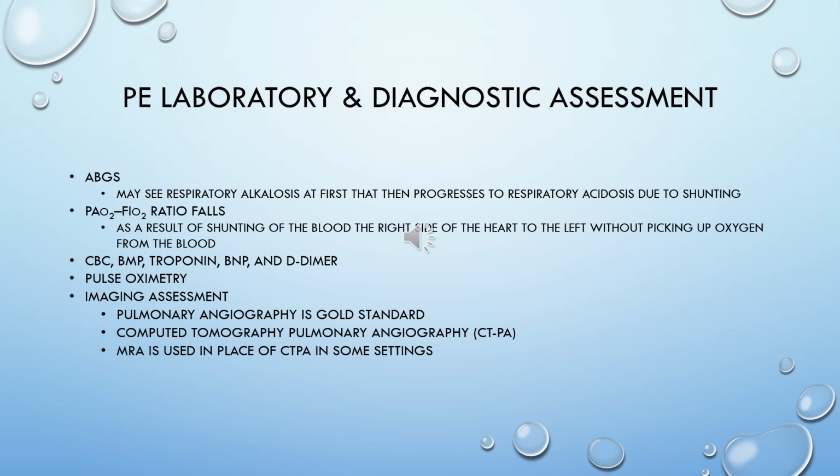Okay, so what kind of tests do you do if you suspect your patient is having a PE? Well, one of the things we do is ABGs, which makes sense if you think about it. If they're having a difficult time breathing, we want to know what their oxygen status is and their respiratory status. And one of the best ways we can do that is by ABG. One of the things that we'll see is that the PaO2 to FiO2 ratio falls, and this results from a shunting of the blood from the right side of the heart to the left without picking up oxygen from the blood itself. So that's actually looking at your ABGs.